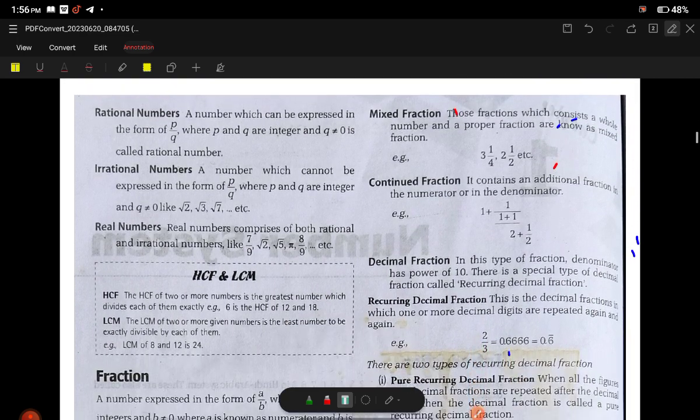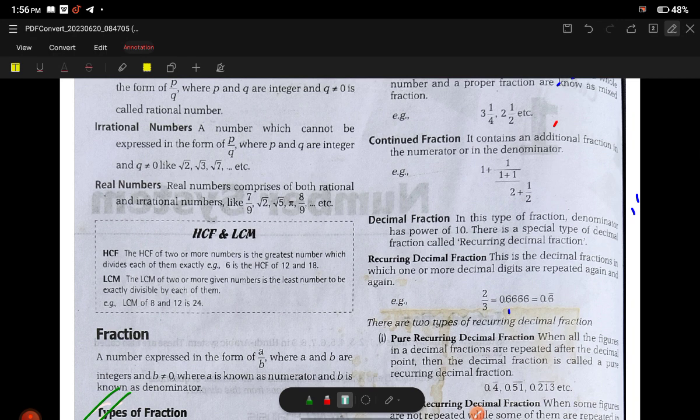Continued fraction means a continuous form. You can see the example. It contains an addition in the numerator or in the denominator. This type of 1 plus 1 upon 1 plus 1 upon 2 plus 1 by 2, this type of zigzag stair type of thing is there. This is a continued fraction.